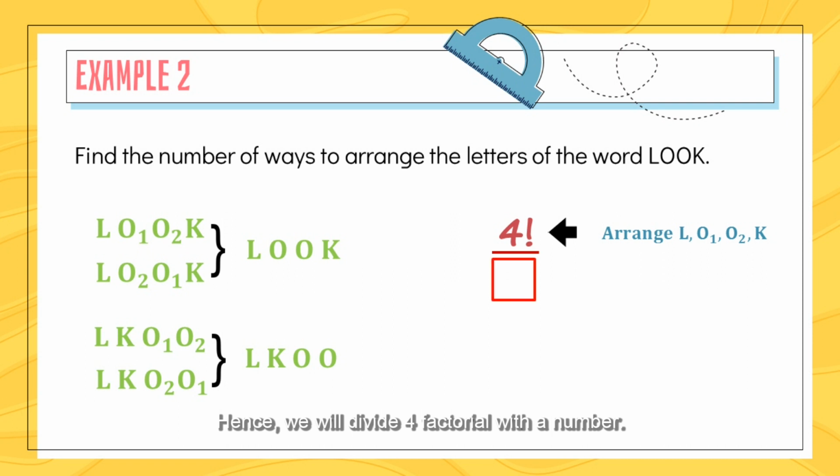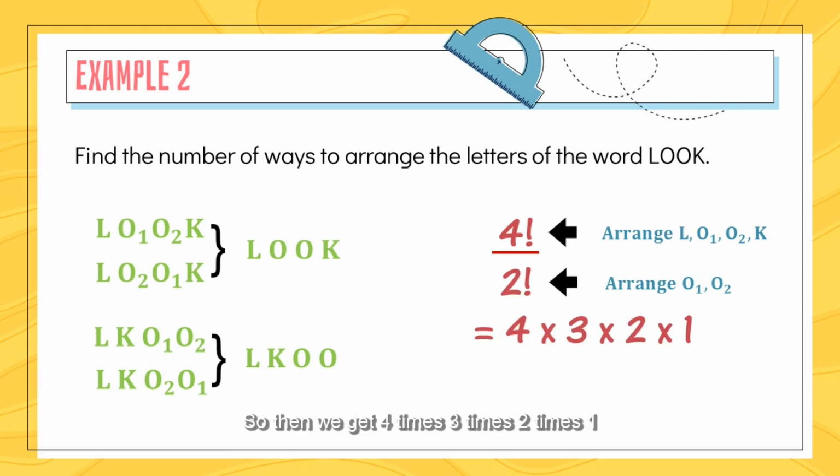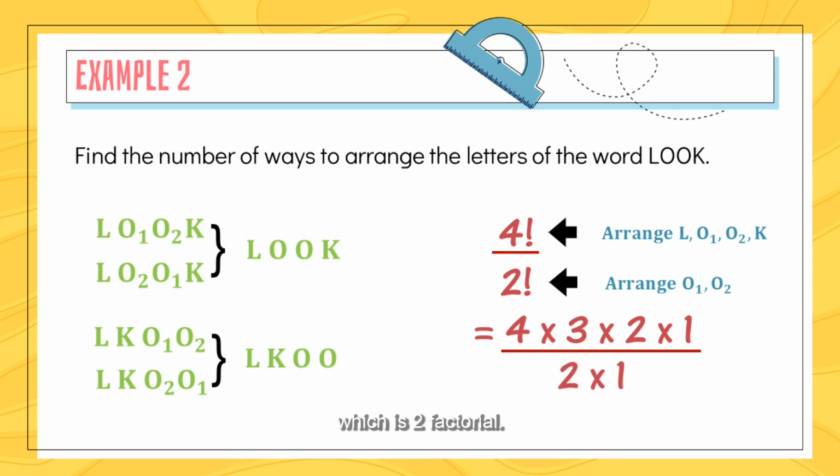Hence, we will divide 4 factorial by a number. What number? Yes, the number of ways to arrange O1 and O2, which is 2 factorial. So then we get 4 times 3 times 2 times 1, which is 4 factorial, and then we divide it by 2 times 1, which is 2 factorial. Therefore, the answer is 12.